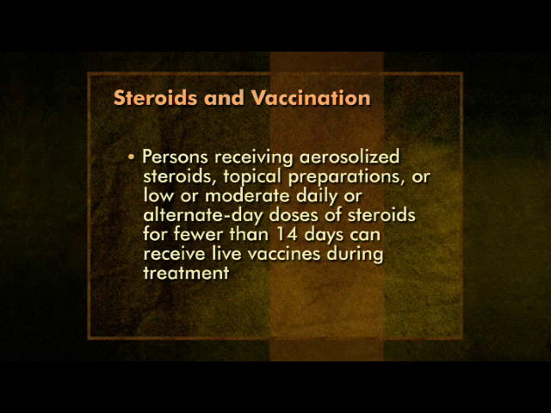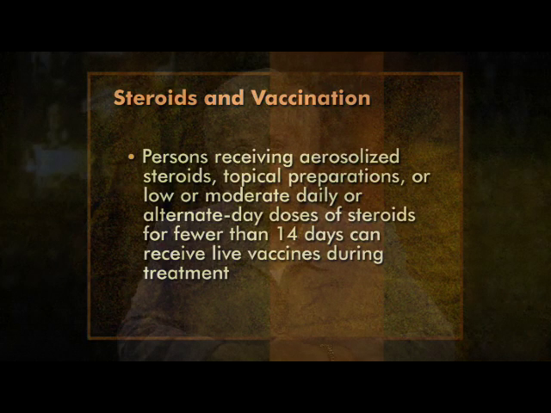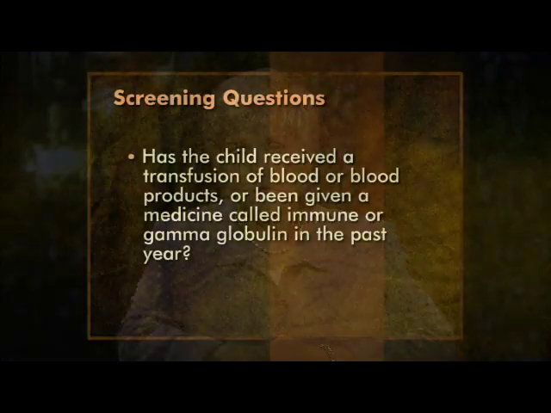Persons receiving aerosolized steroids, such as inhalers for asthma, topical preparations, or low or moderate daily or alternate day doses of steroids for fewer than 14 days can receive live vaccines during treatment. As with other immunosuppressive conditions or therapies, inactivated vaccines may be administered to a person receiving high-dose steroid therapy, although the response to the vaccine could be reduced.